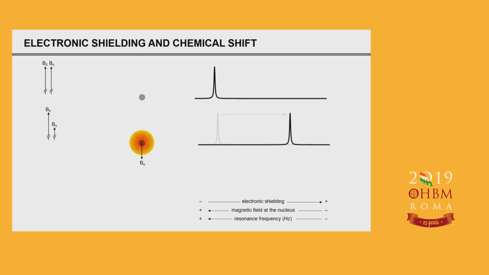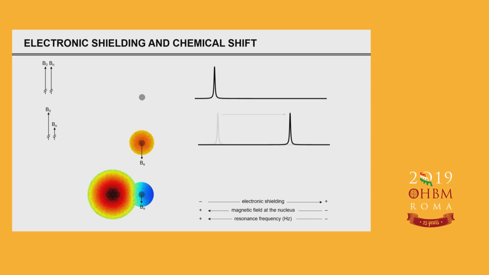a lower frequency. You can see that here, the horizontal axis can be interpreted as Larmor frequency, resonance frequency, but that is of course proportional to the magnetic field at the nucleus, and that is again dependent on how much shielding is provided by those electrons. The more shielding, the lower the field at the nucleus, and therefore the lower the resonance frequency.